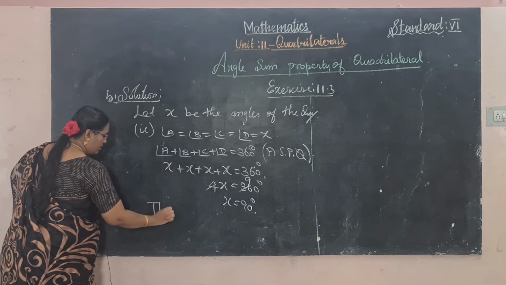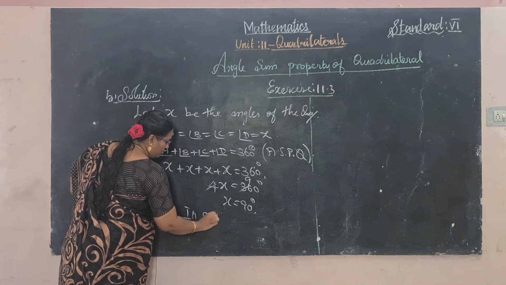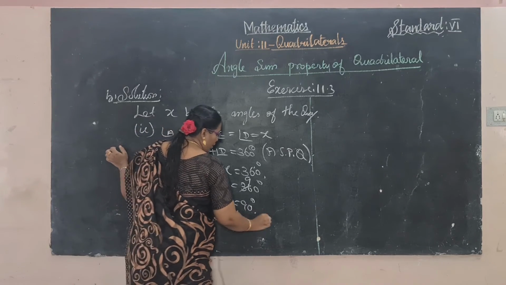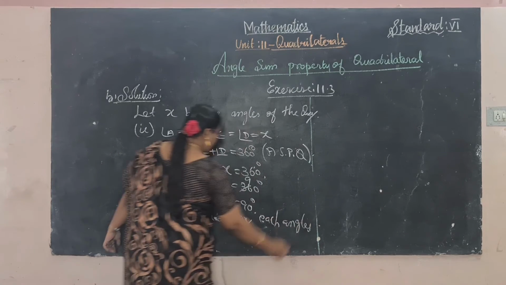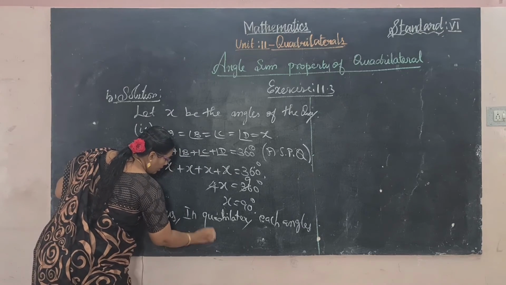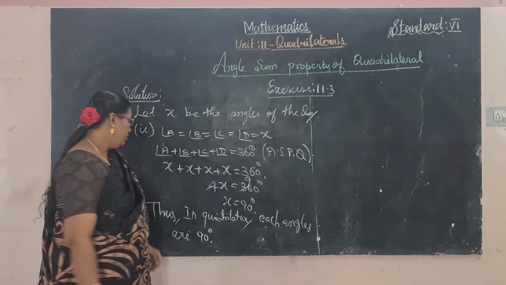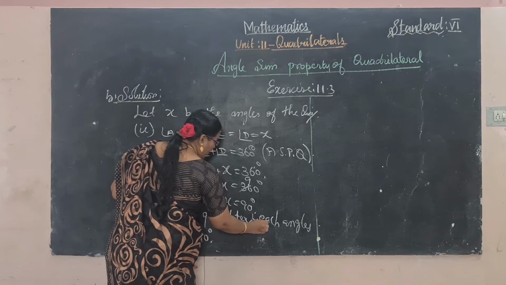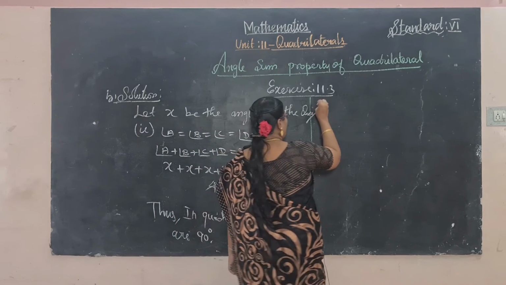Thus in the quadrilateral, each angle is 90 degrees. In the quadrilateral, each angle is 90 degrees. Okay, that's it.